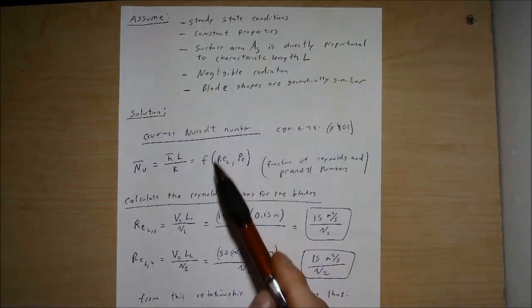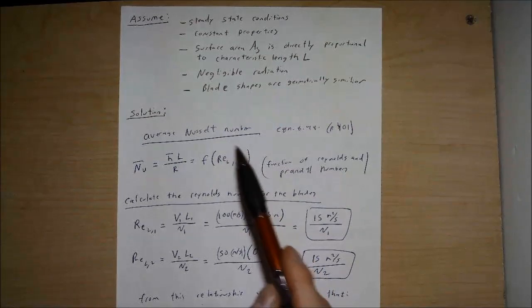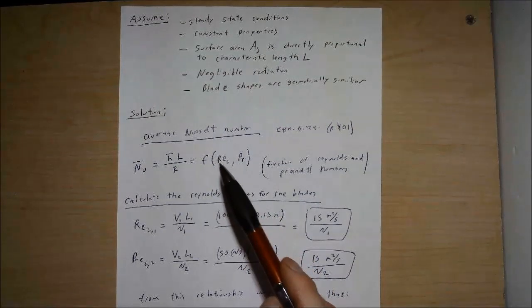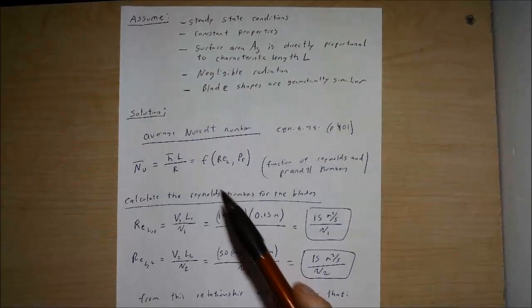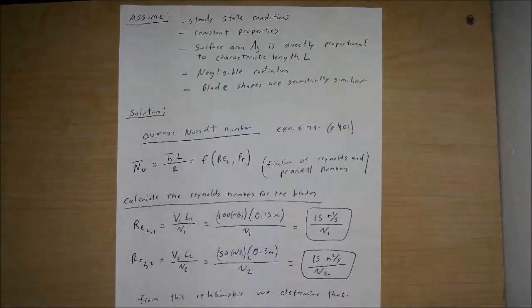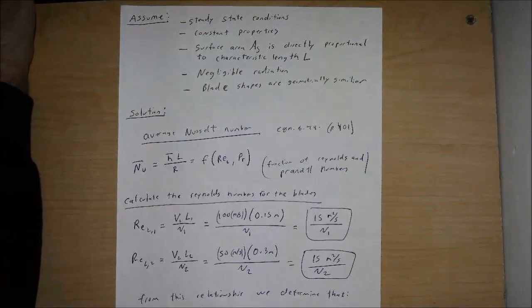From this, what we realize is that if this is a function of Reynolds number, we're going to need to calculate the Reynolds number. In order to calculate the Reynolds number, we're going to want to do it for both blades. So I'm going to stop here and switch over to a general equation for Reynolds number.